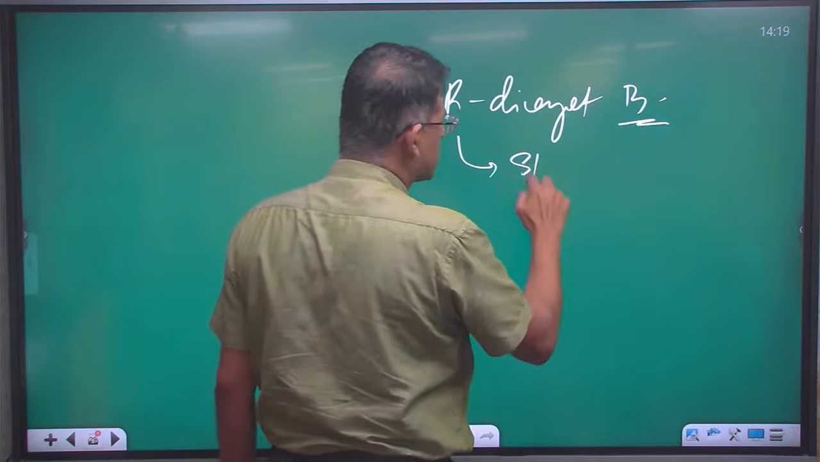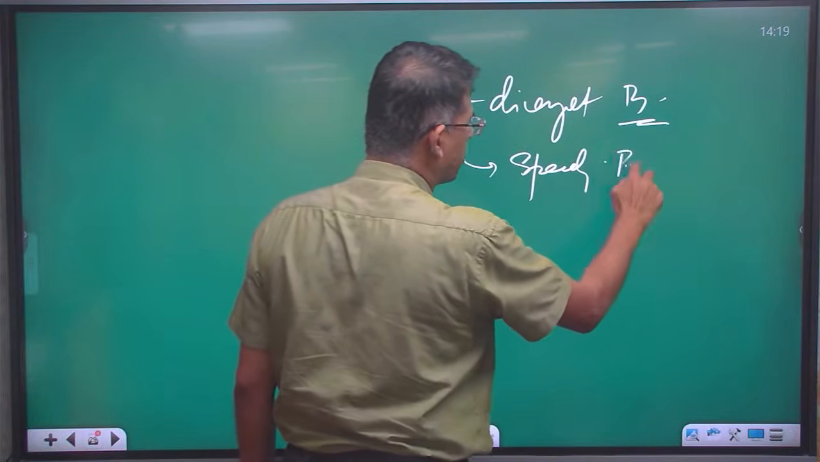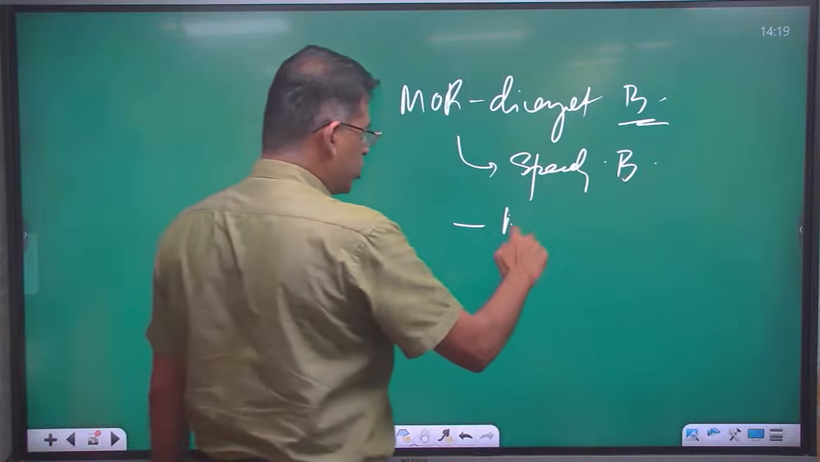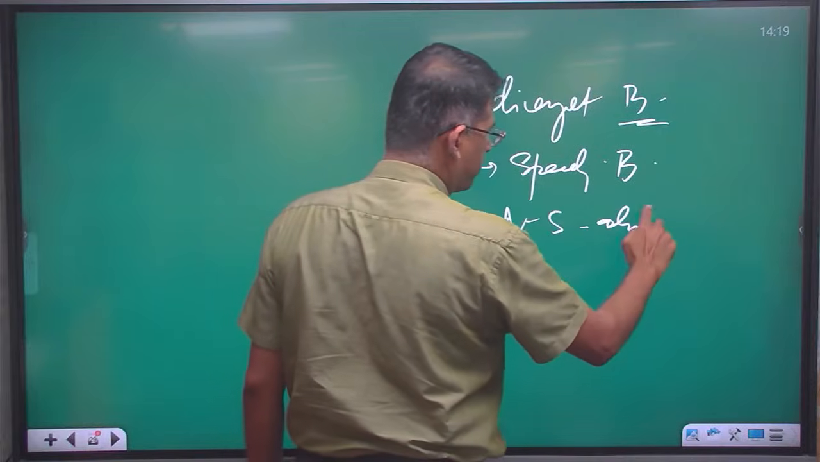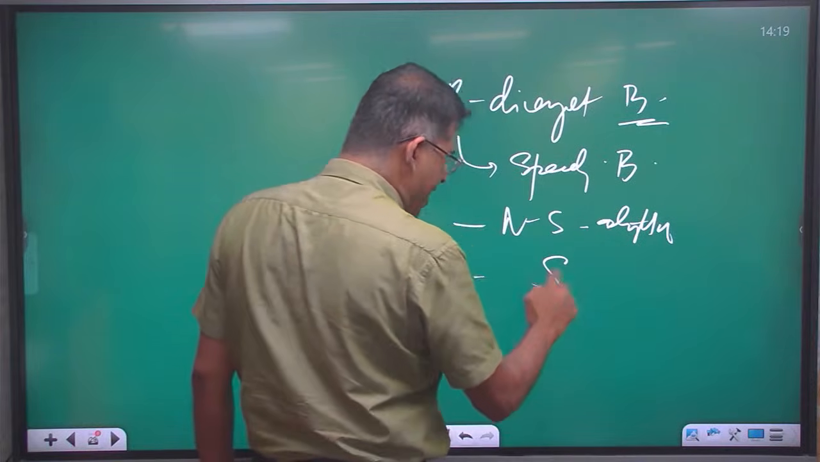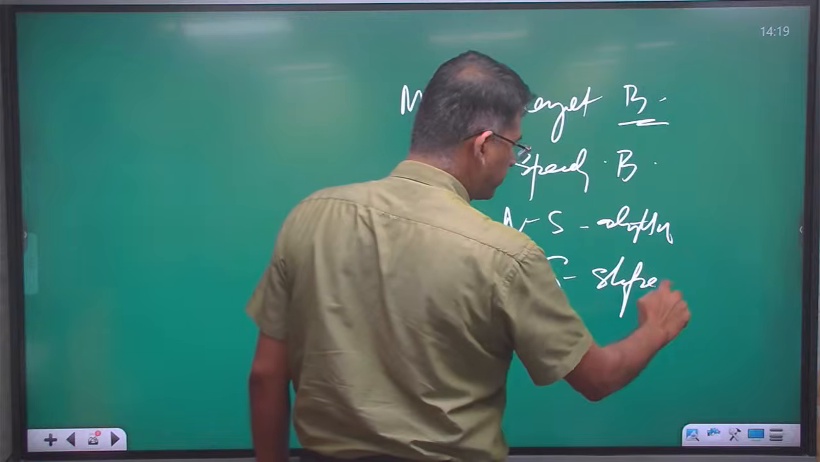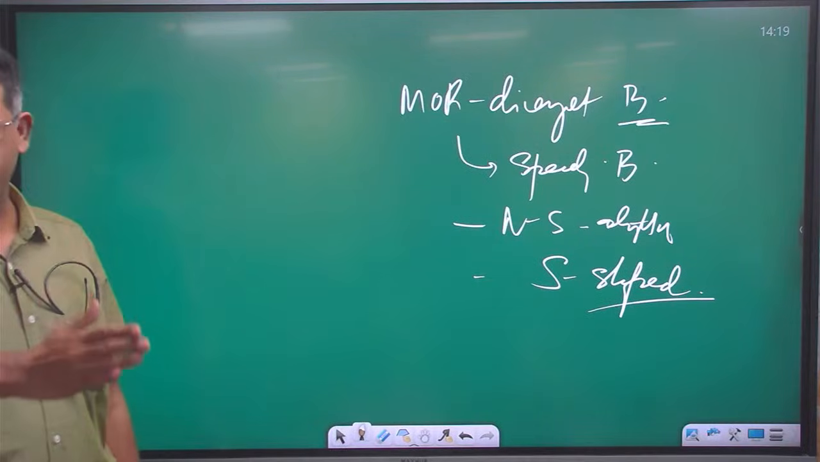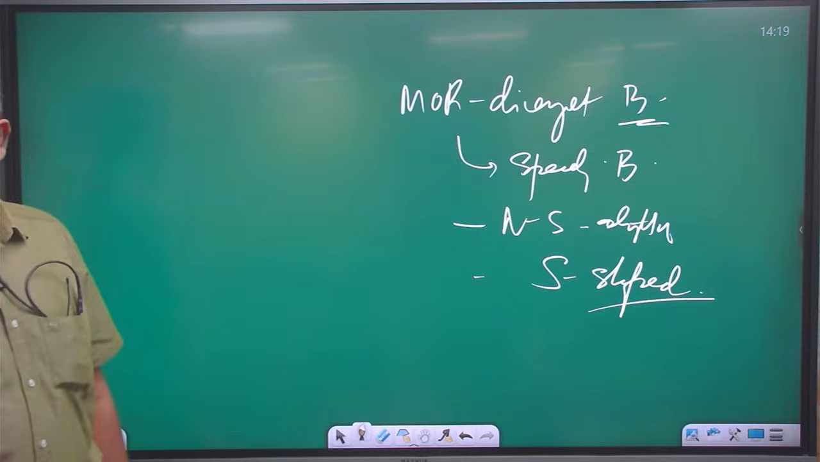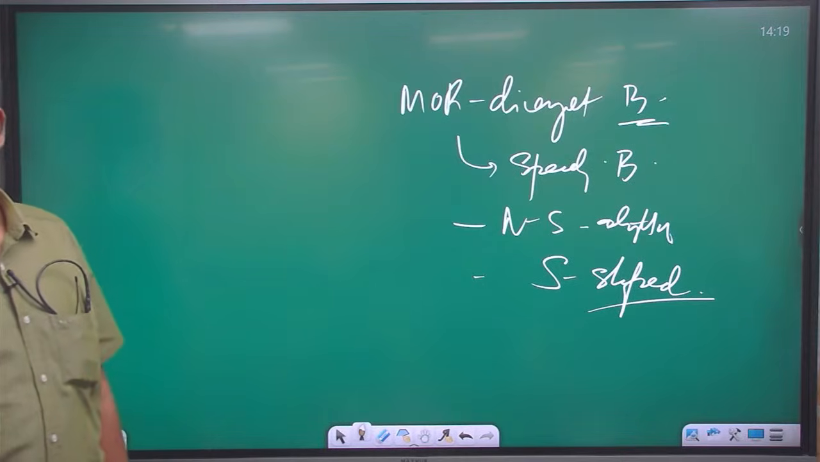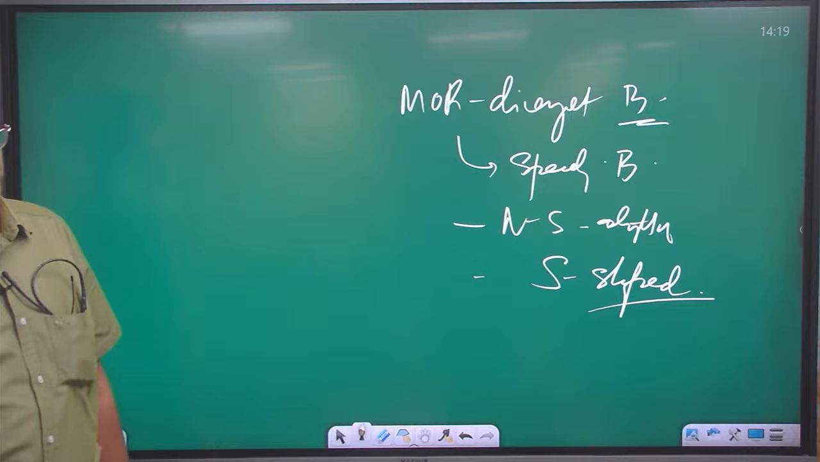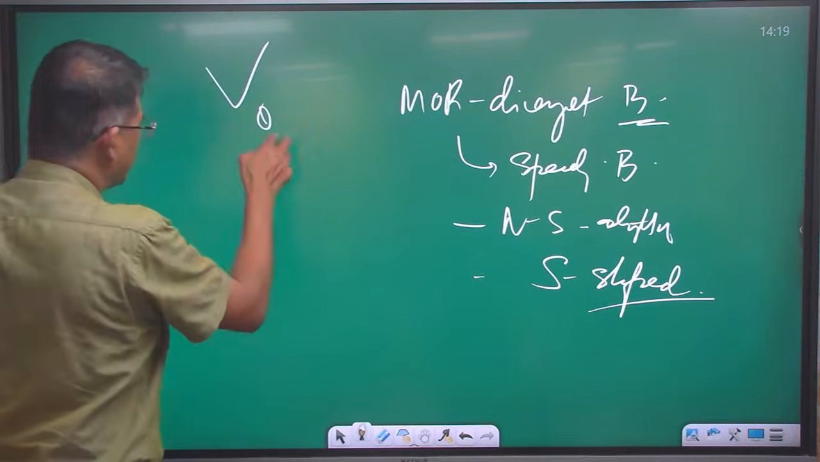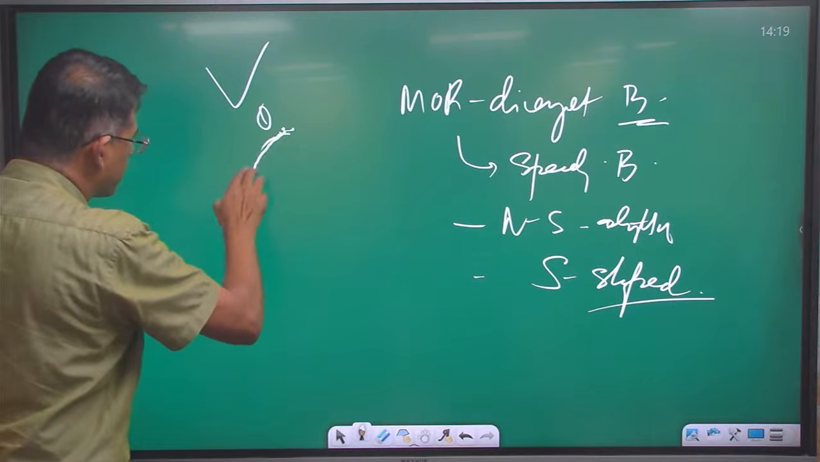It is a spreading boundary, almost with a north-south alignment. It is S-shaped, with a central spine. So if this is Greenland, here you have Iceland. The ridge is something like this.